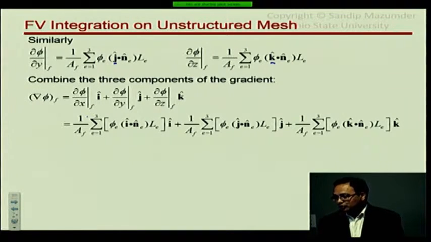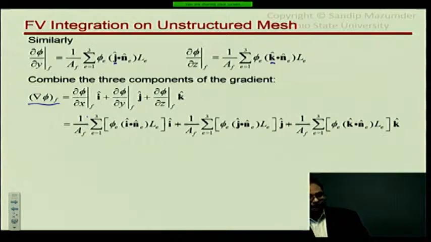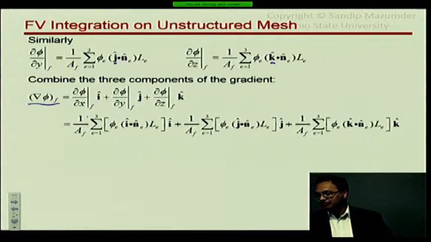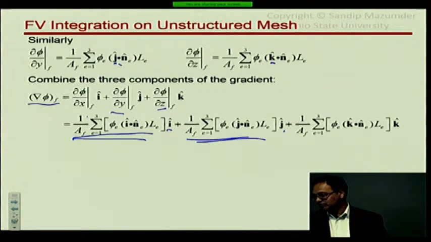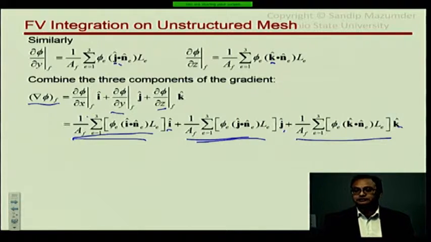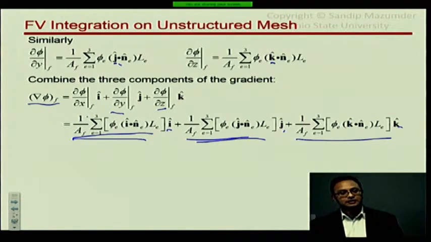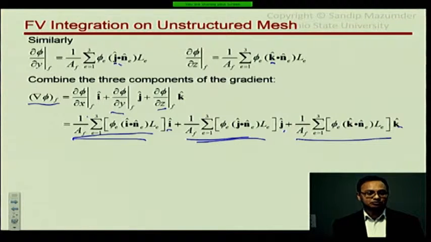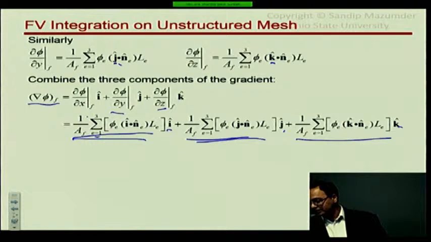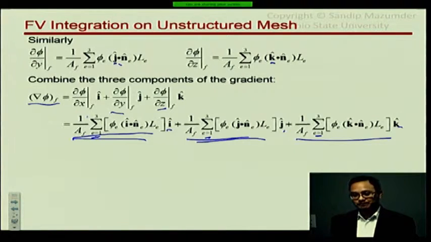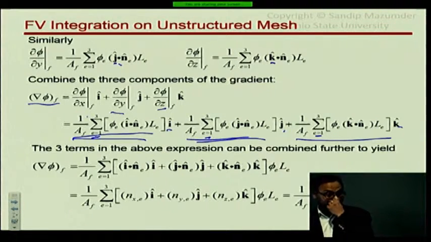So my grad phi at the face, which I'm trying to approximate, is d phi dx I plus d phi dy j plus d phi dz k. I now plug in these 3 expressions that I just derived into that expression. So I have that times I plus that times j plus that times k. The 3 components I've replaced by those summation formulas. Notice each one is a summation over the 3 edges, so I can pull the 3 summations together and write it that way.